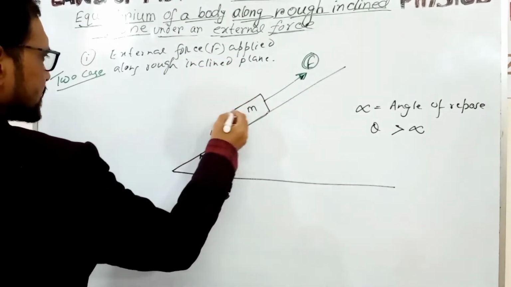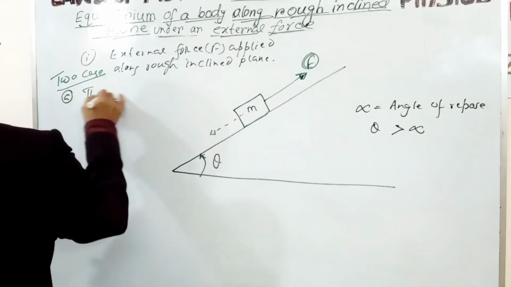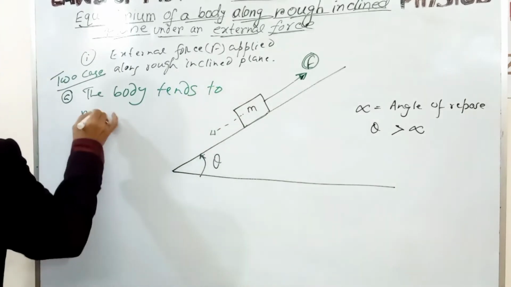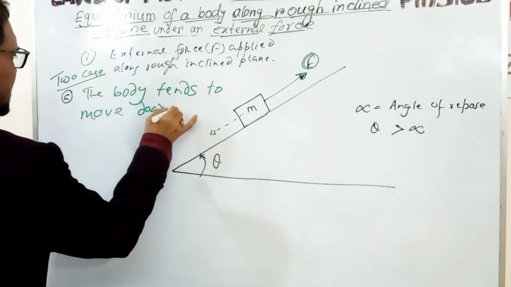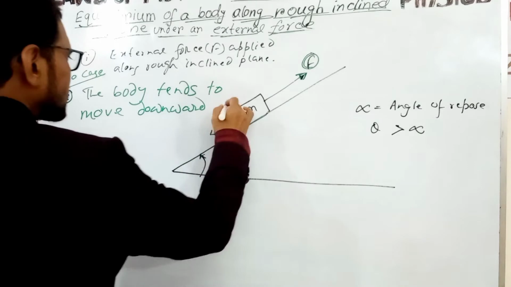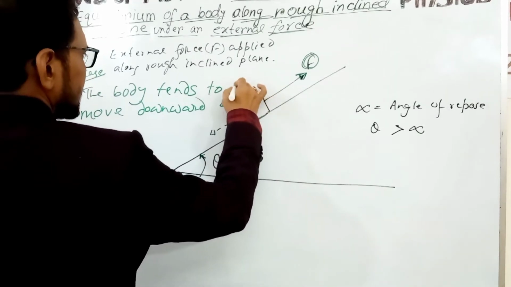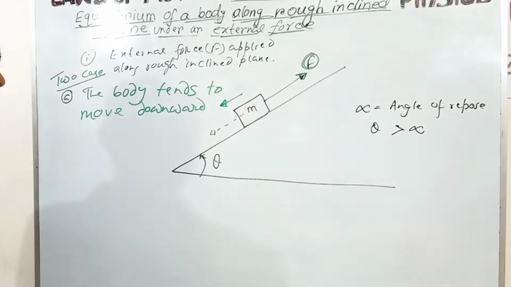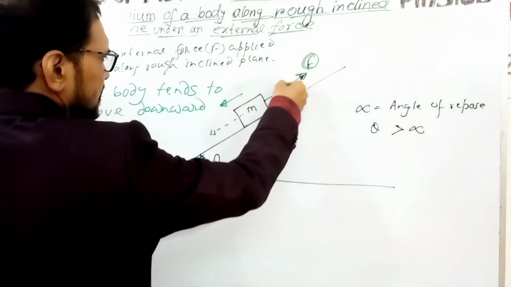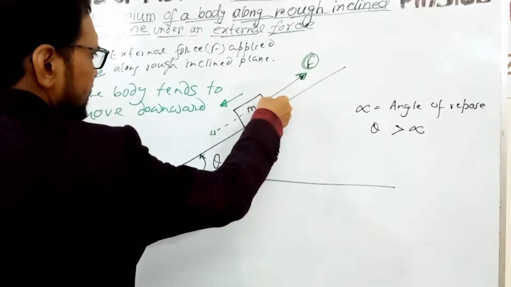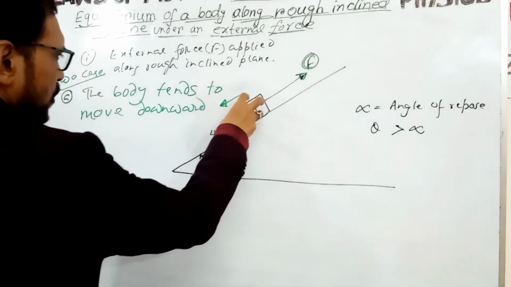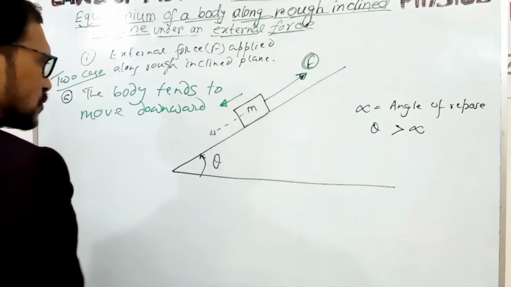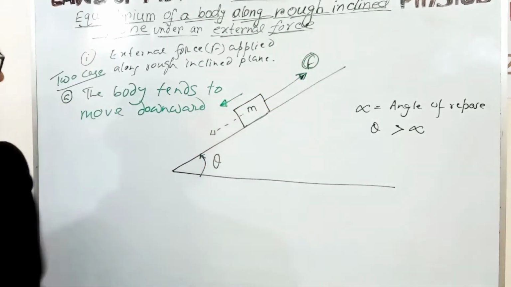First, the body tends to move downward. The body is in equilibrium but tends to move downward. That is, the body tends to slide down. If a minimum force is applied along the inclined plane, it keeps the body in equilibrium, but the body tends to move downward. If the force is released, then the body moves downward.